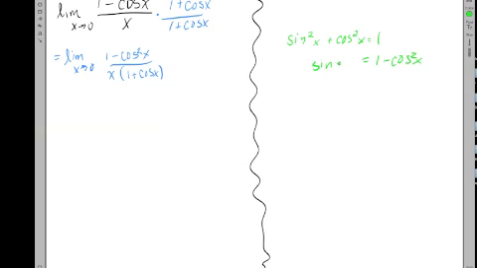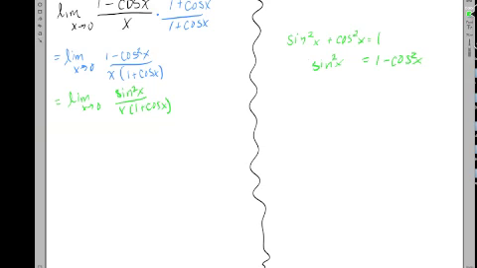So now we can take that sine squared x and substitute it in for our numerator. Rewriting that, that is the limit as x approaches 0 of sine squared x over that denominator, x times (1 plus cosine of x).